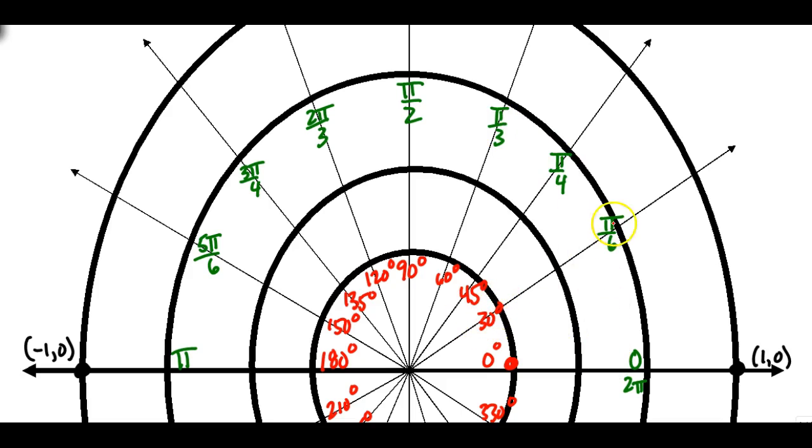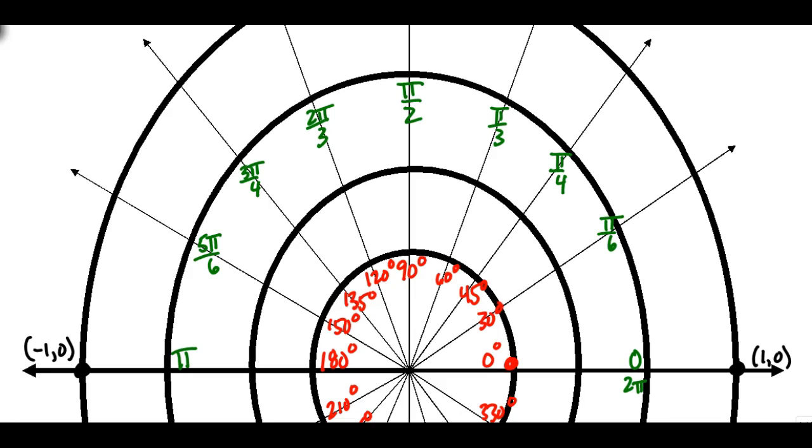30 degrees in radians is pi over 6. 45 degrees in radians is pi over 4. 60 degrees in radians is pi over 3. We already talked about pi over 2 being 90. We already calculated 2 pi over 3 for 120 and 3 pi over 4 for 135. So the only other one we didn't know was 5 pi over 6 for 150.